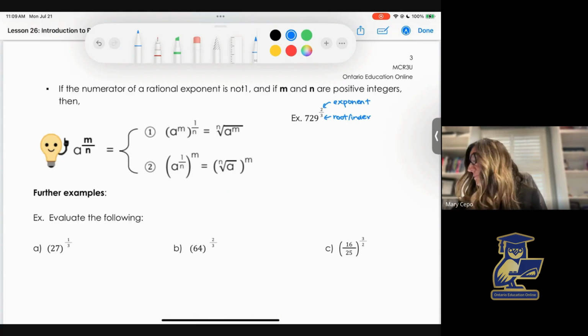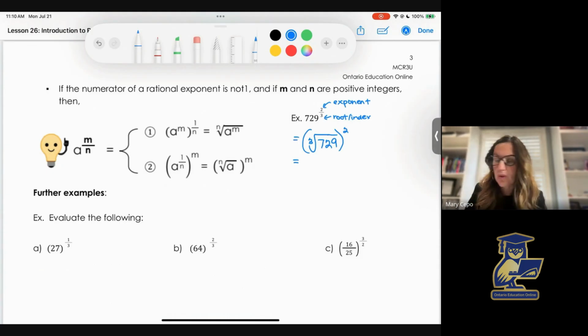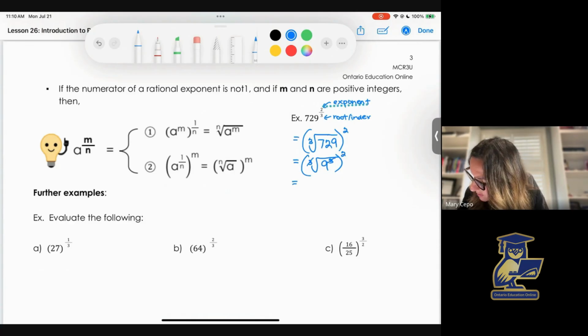Okay, so in this case, we would say 729 to the 2/3 is equal to, we want to figure out the third root of 729, and that's all going to be to the exponent of 2. So the third root of 729, what multiplied by itself 3 times gives you 729? Well, that's going to be 9. We know those are going to cancel out, so we're left with 9 to the power of 2, which is equal to 81.